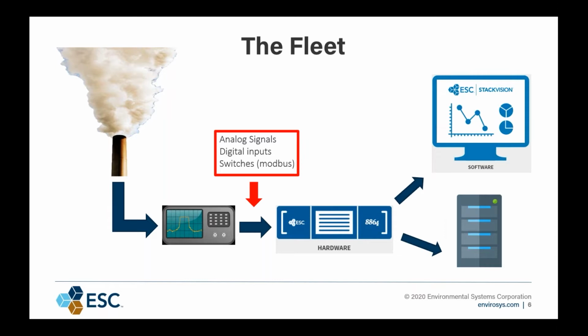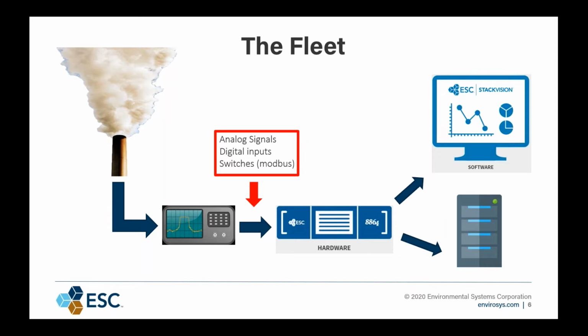In between your analyzer and your data logger, you could have a DCS or a historian that is kind of a backup just in case your data logger goes out. You're also going to have switches to communicate with parameters that deal with Modbus. And then you're going to have the all-great 8864. That's going to be kind of like the middleman in between your analyzer and your server.